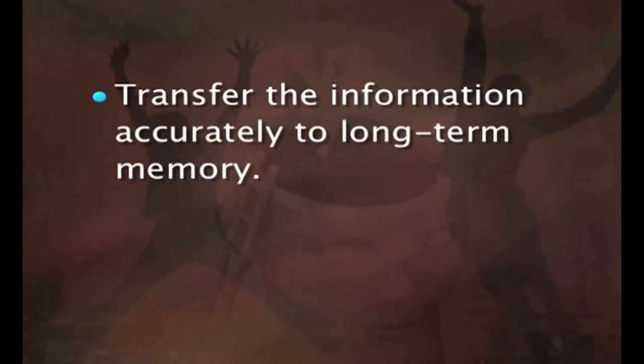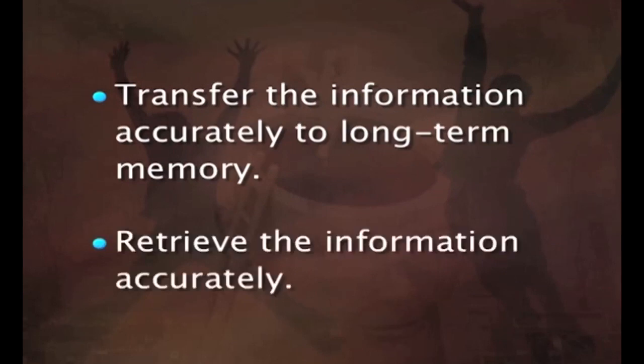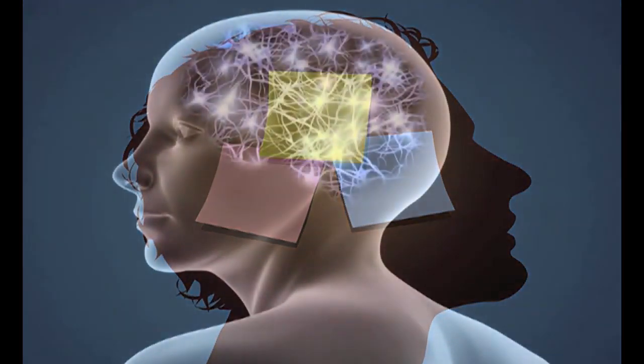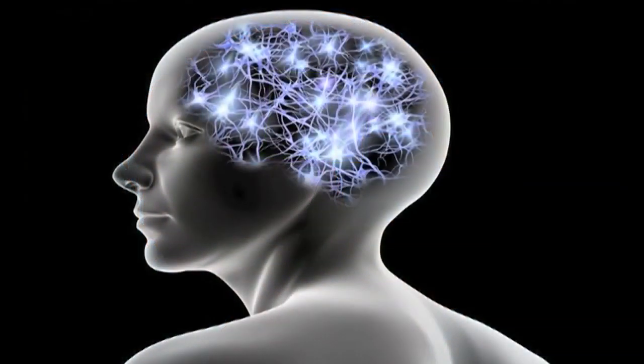And there are two major problems related to the use of long-term memory. Number one is to transfer the information accurately to long-term memory, and number two is to retrieve the information accurately. How can these two be problems? Because the information which is stored in long-term memory, if it's not accurate, can be manipulated. So the information stored in long-term memory has to be accurate.